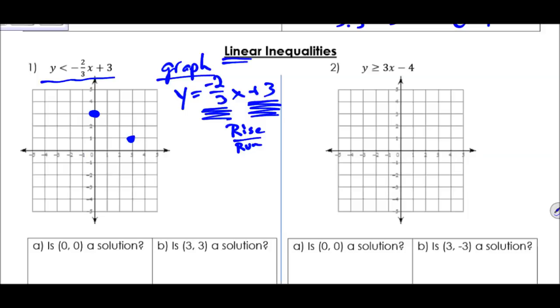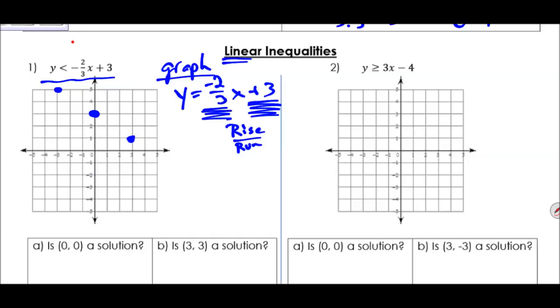And I can't really go forwards on that anymore. I can't continue going to the right, so I'm actually going to backtrack and go to the left. I'm going to go back 3 spots, 1, 2, 3, and then up 2 spots. So that's 3 points on this line. And I'm not going to connect those dots yet. Before I do that, I want to decide whether this is a solid line or whether it's a dotted line.